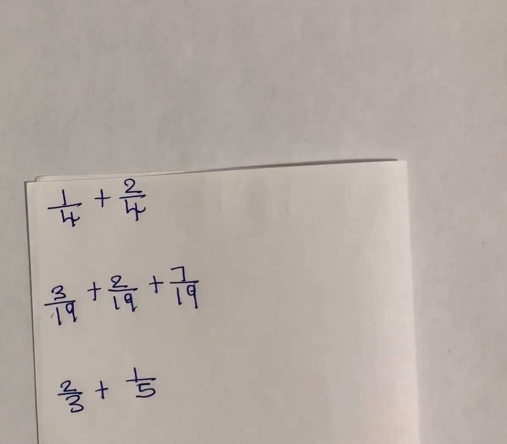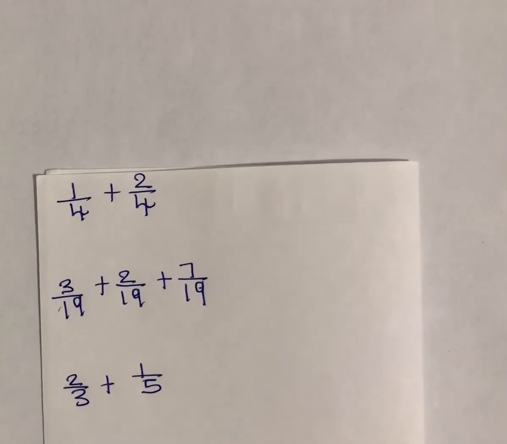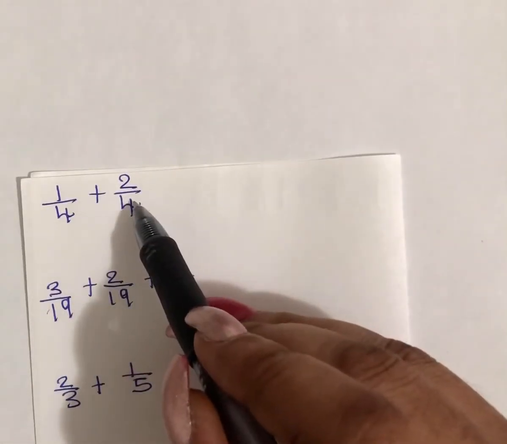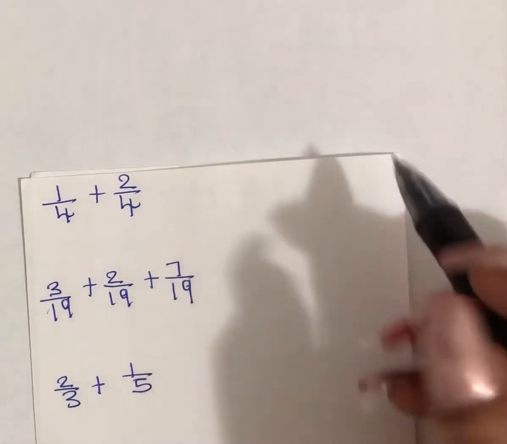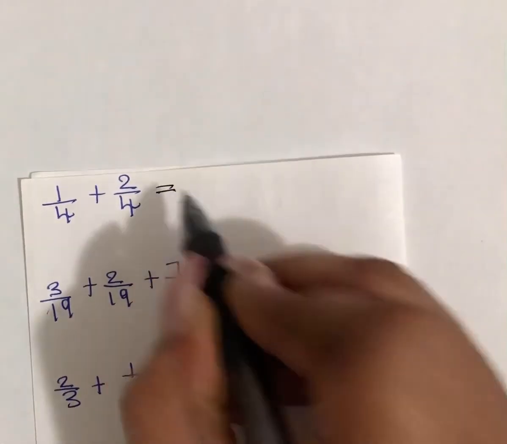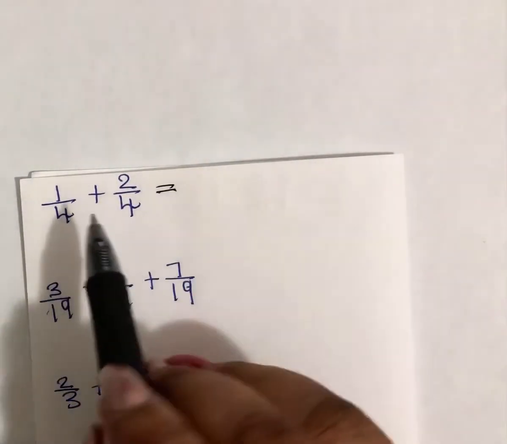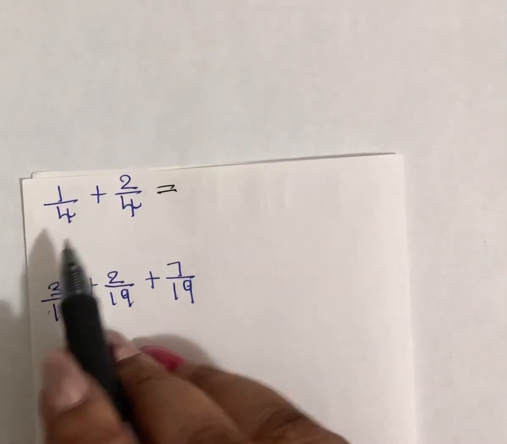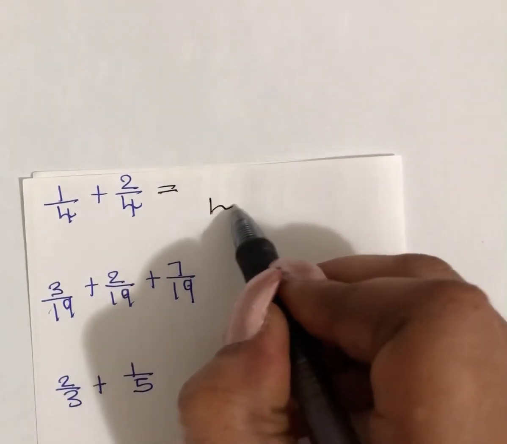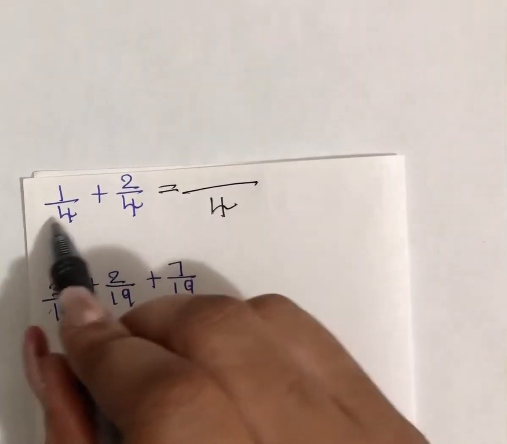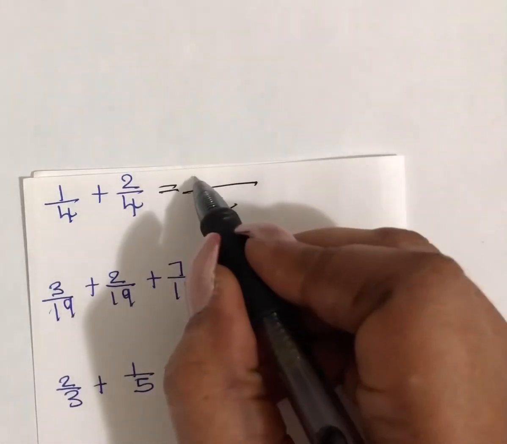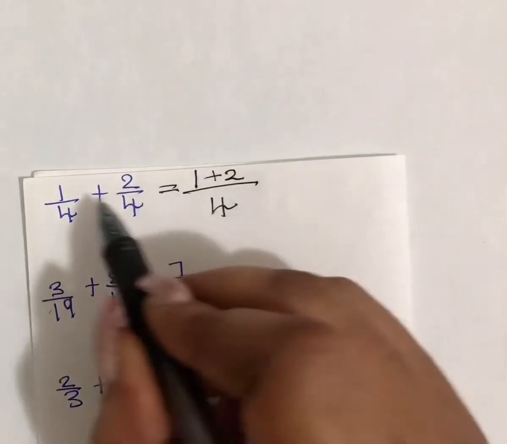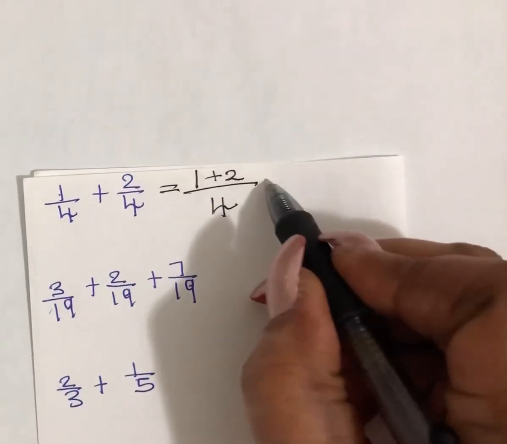So we are going to start off with the basic of the basics. We want to add fractions with like denominators, or we say the same denominator. In this case, the denominator is 4. When your denominator is the same, you just connect the numerators. In this case, we are adding 1 plus 2.